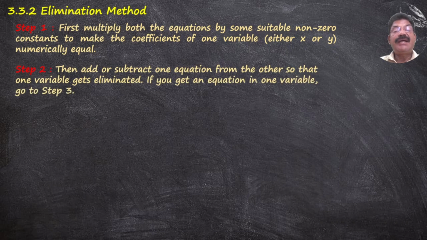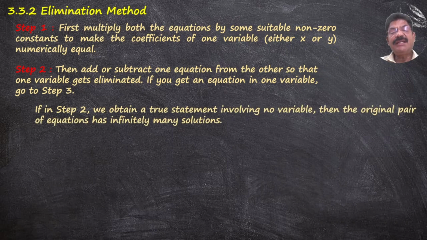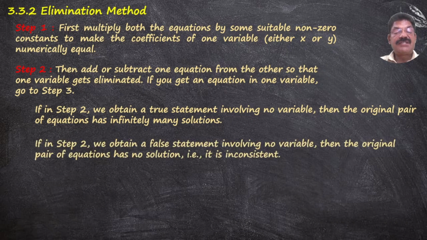Step 2. Then add or subtract one equation from the other so that one variable gets eliminated. If you get an equation in one variable, go to step 3. What are the other possibilities? If in step 2, we obtain a true statement involving no variable, then our conclusion is the given pair has infinitely many solutions. If in step 2, we have a false statement without any variable, then our conclusion is the given pair has no solution. That is, the given pair is inconsistent.